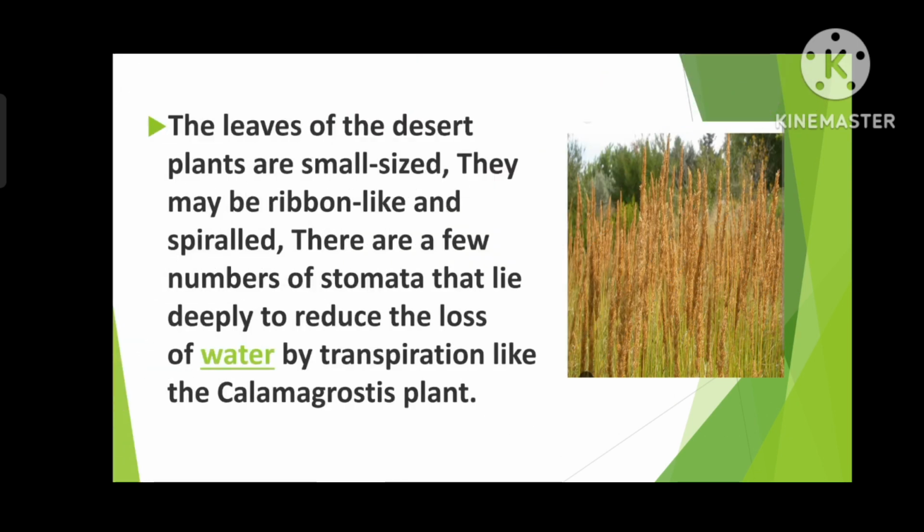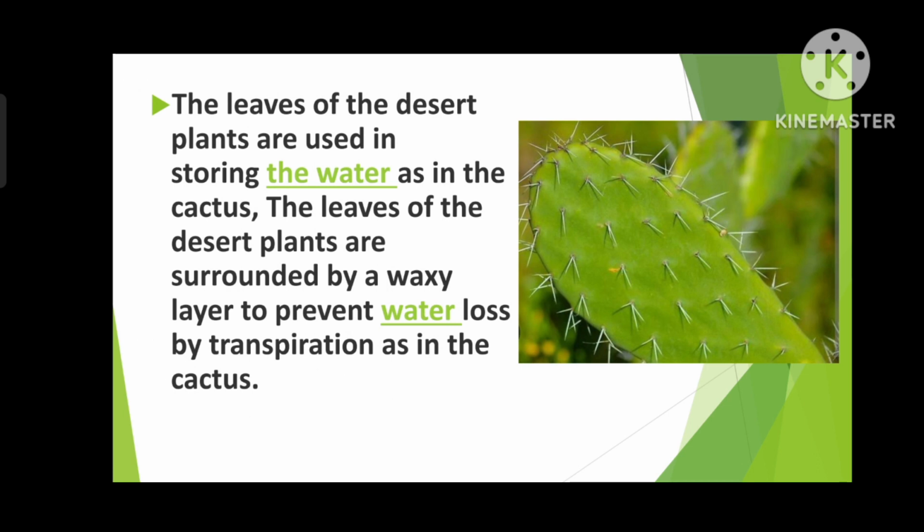The leaves of desert plants are small-sized. They may be ribbon-like and spiraled. There are few stomata, which lie deeply to reduce the loss of water by transpiration, like the Calamagrostis plant. The leaves of desert plants are used in storing water, as in the cactus. The leaves are surrounded by a waxy layer to prevent water loss by transpiration, as in the cactus.